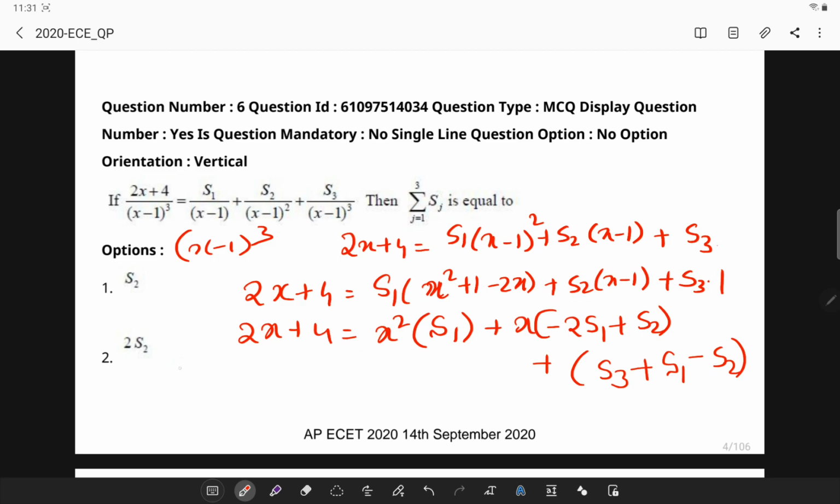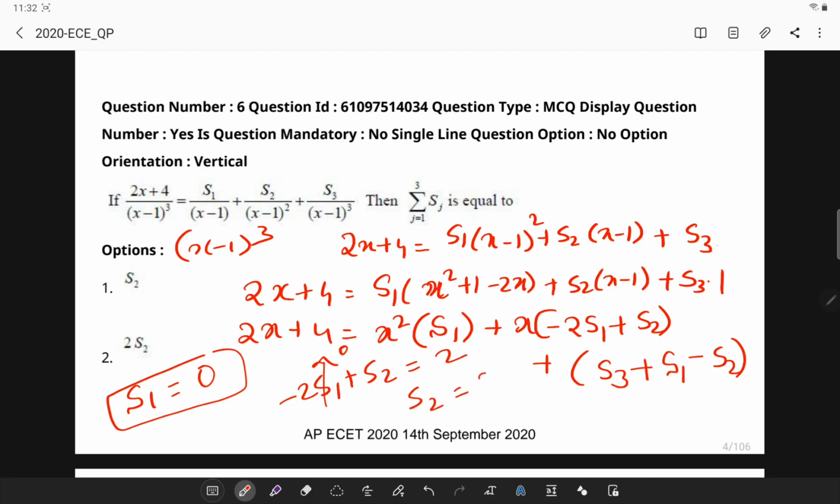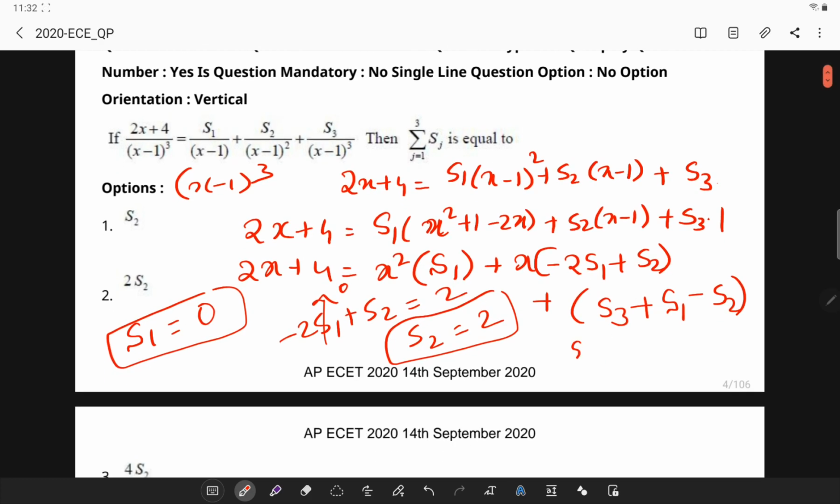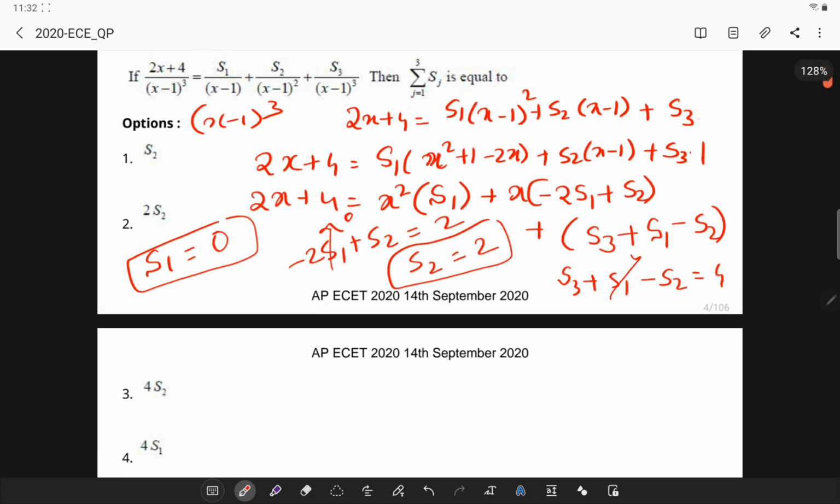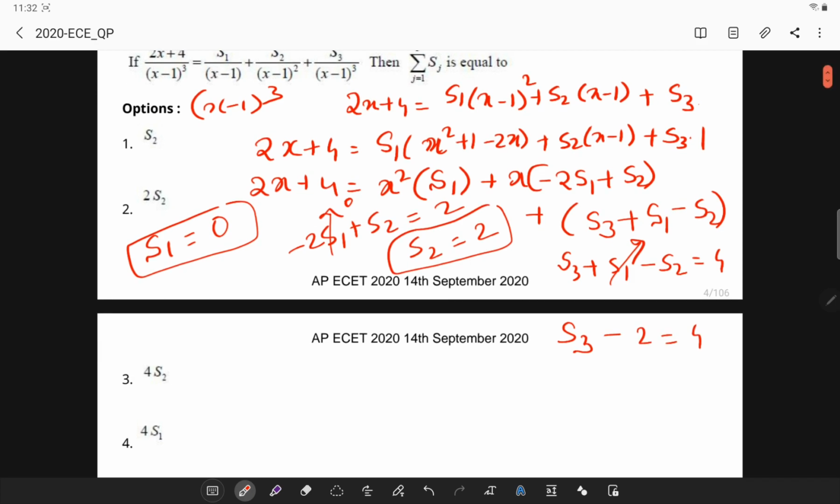So if you compare the coefficients, you will be left with s1, which is 0. Next, minus 2s1 plus s2 is equal to 2. Already s1 is 0, therefore I will be left with s2 is equal to 2. And the last equation, s3 plus s1 minus s2 is equal to 4. Since s1 is 0, I can simply substitute: s3 minus 2 is equal to 4, or s3 is equal to 6.